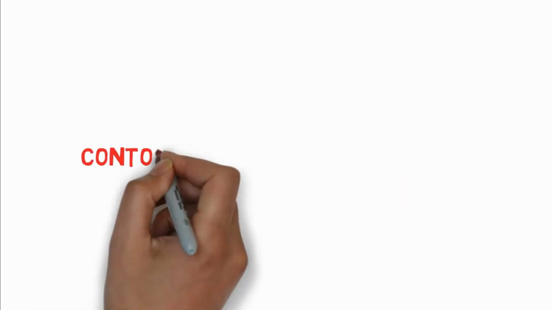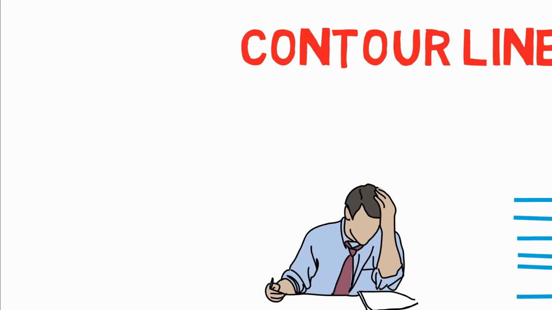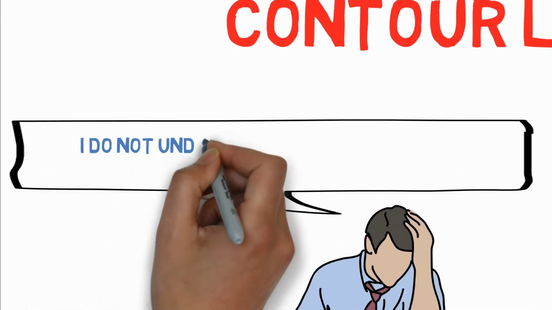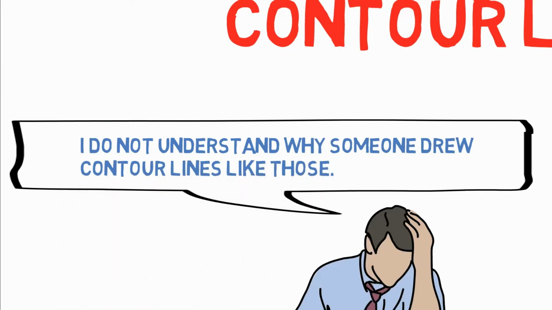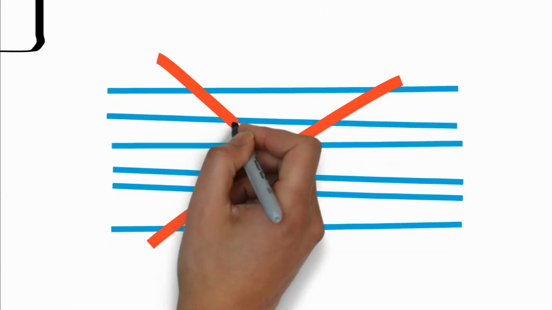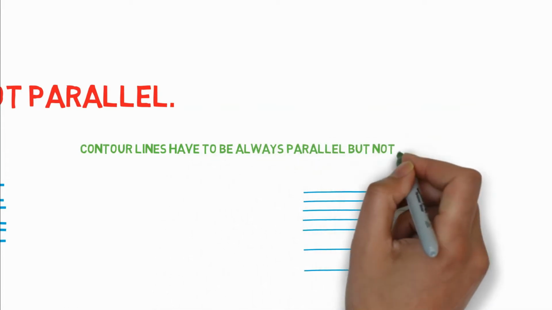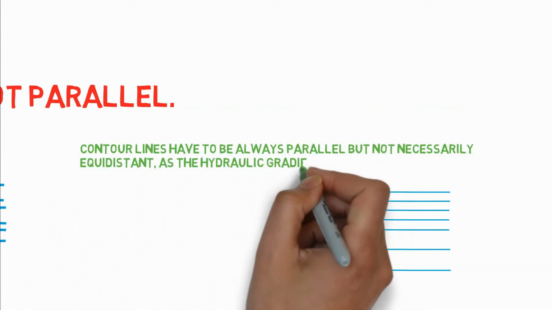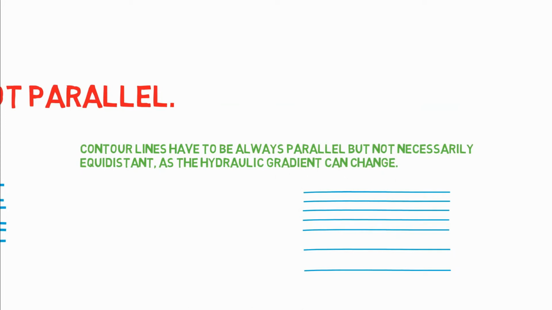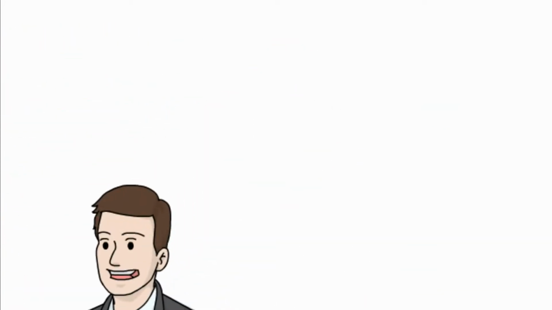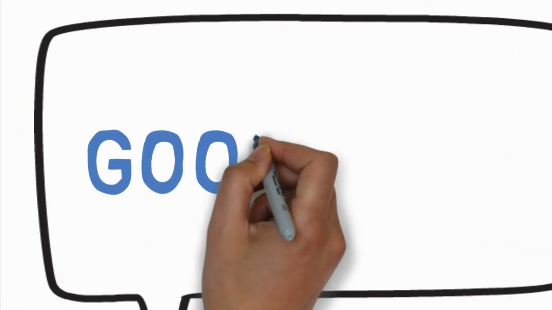Two. Contour lines are not parallel. I do not understand why someone drew contour lines like those. Contour lines have to be always parallel, but not necessarily equidistant, as the hydraulic gradient can change. Good job.